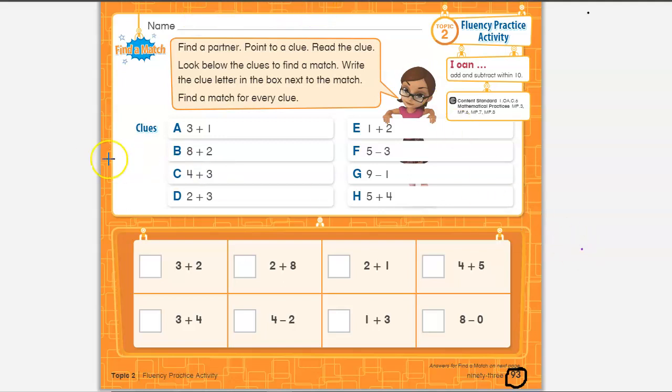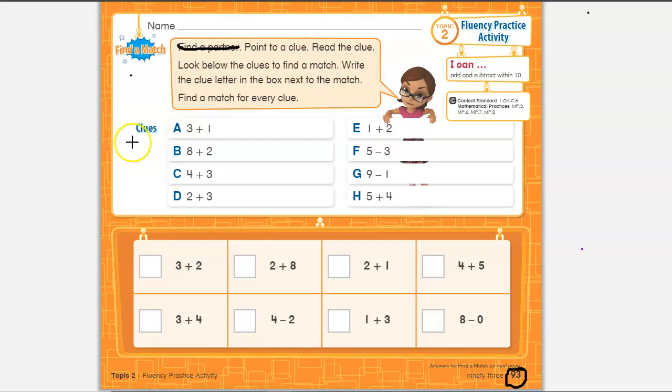Okay, so as Mrs. Collier said, we are going to be doing a fluency practice activity. Let me get my pen. Okay, so this activity is called Find and Match. It says find a partner. I'm going to cross this out because I know that we don't all have partners, so we're just going to do it together as a class. It says point to a clue, read the clue, look below the clues to find a match. Write the clue letter in the box next to the match. Find a match for every clue.